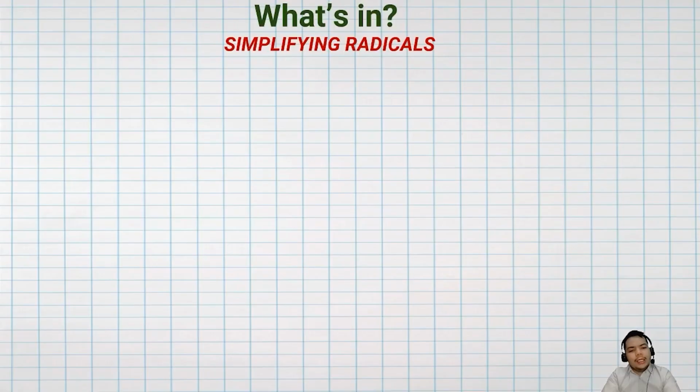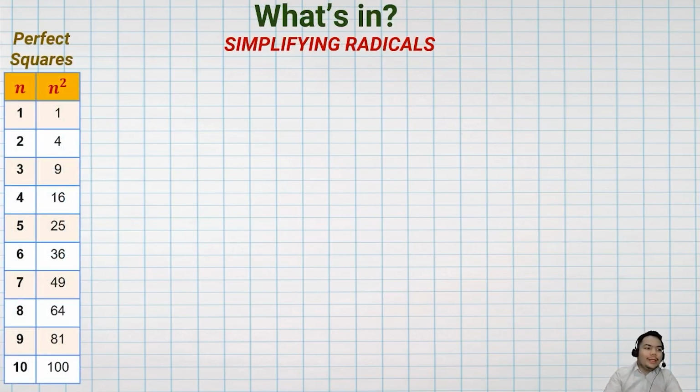But before that, let's take into consideration simplifying radicals. So how do we really simplify radicals? Okay, to study that, let's start with the list of the perfect squares. So from this, we have the perfect squares.